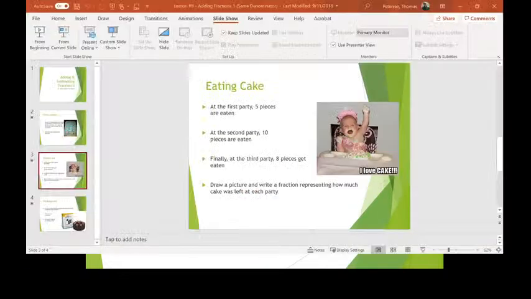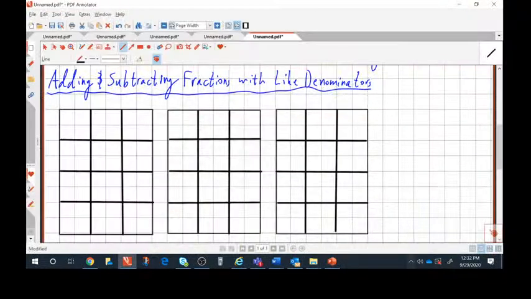Okay. Here we go. So, this cake can be yellow. If 5 pieces were eaten, that means there are 7 left, right? Okay, how many of us were able to shade in 7 pieces, understanding that? You guys doing okay? 7 pieces? Yes? No? Okay.